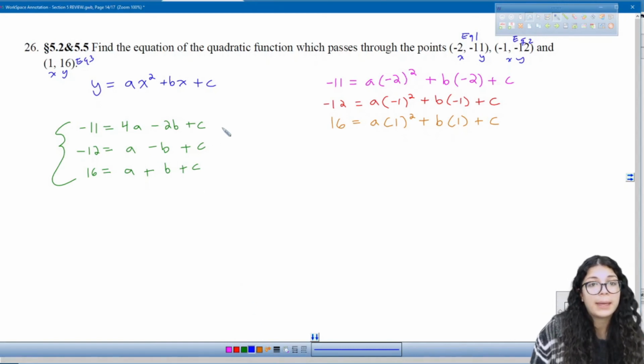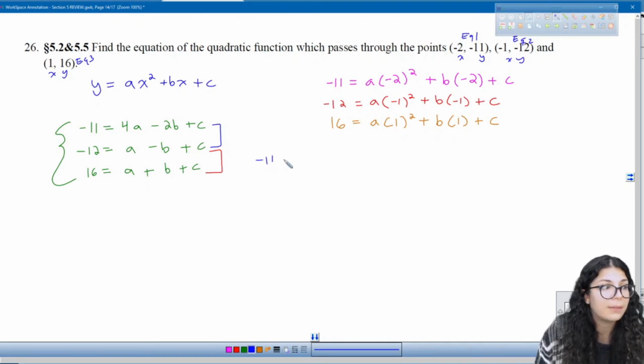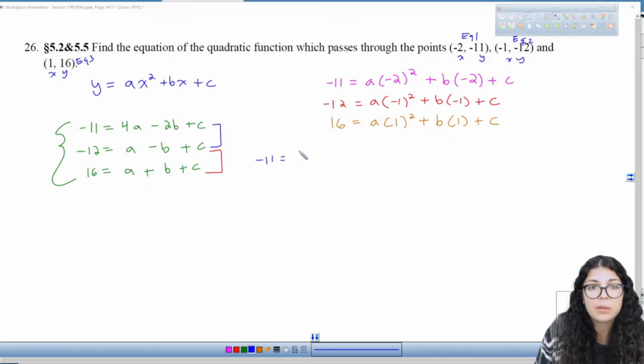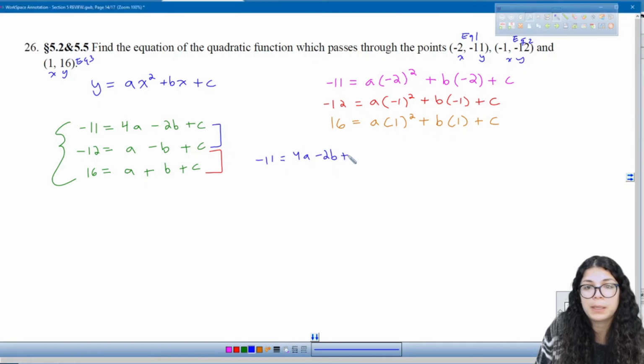So let's go ahead and group the first two equations and group the last two equations. And then we're just going to subtract them to cancel out C. And then we're going to have a 2 by 2. So grouping the first two, we have negative 11 equals 4A minus 2B plus C. And then the second equation, negative 12 equals A minus B plus C.